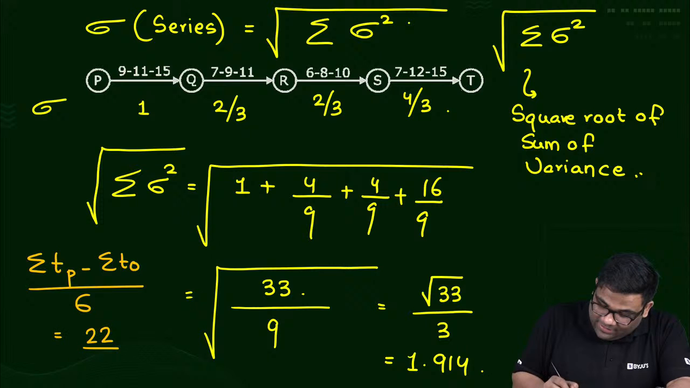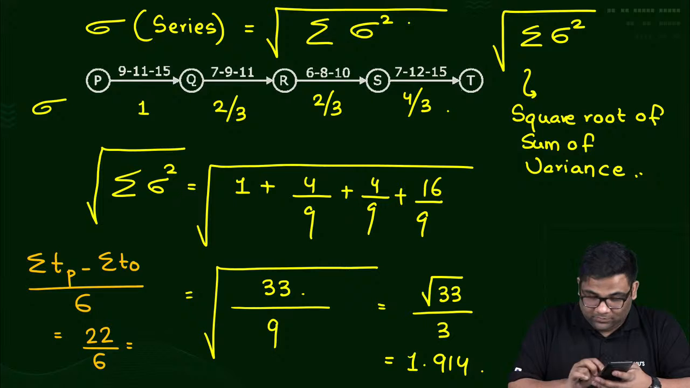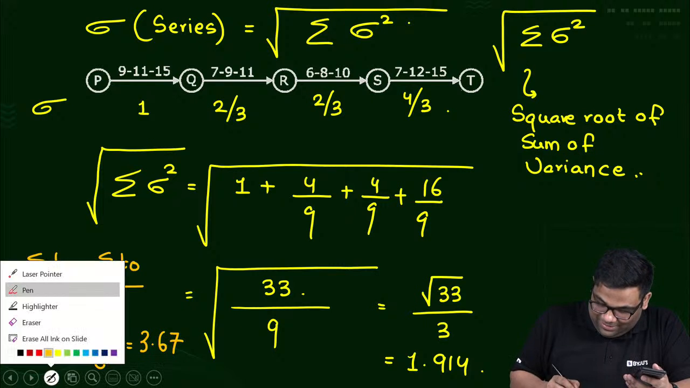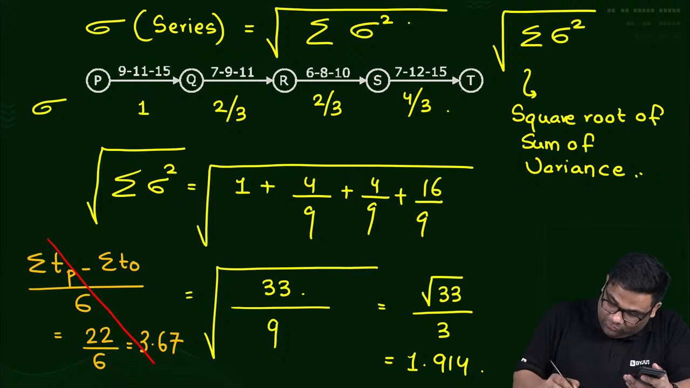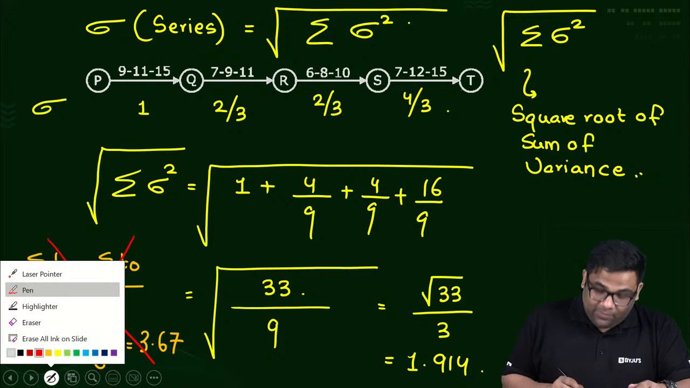You will get 22 by 6, na? This is how much? 22 by 6, 11, you are getting this one. You might have done this one. This should not be done, cross it out. Okay? This is wrong, don't do this. Now what is the doubt?